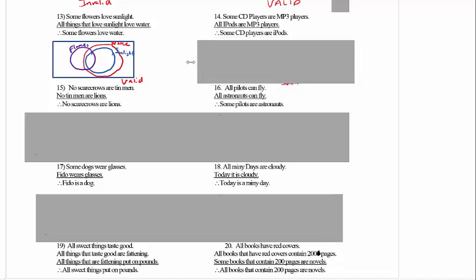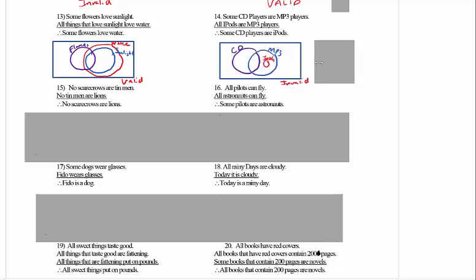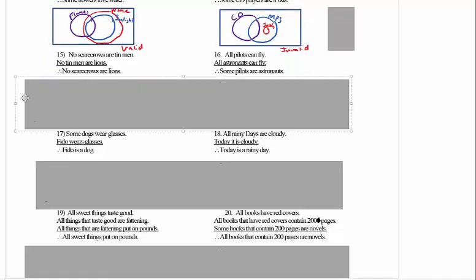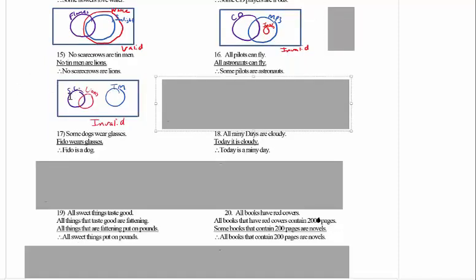Number 14, some CD players are MP3s, so they overlap. All iPods are MP3s. In this case, remember, be careful about the order. All of these have to be MP3s. I could have drawn this 3 different ways. Here, overlapping partially, or inside this overlap. But I want it to not overlap with CDs at all, so I'm going to draw it in this outside piece for the red.